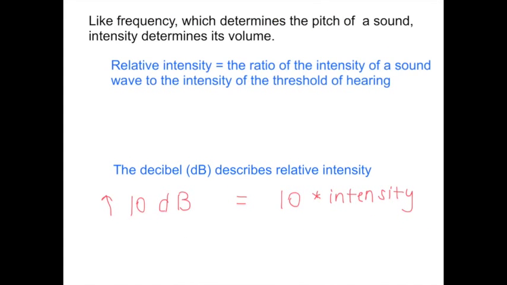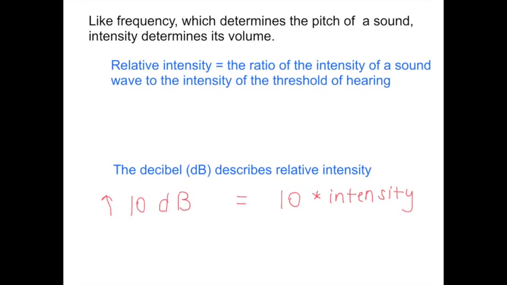We learned from before that frequency determines the pitch of a sound. Intensity is also important in that it determines the volume of a sound. This is known as relative intensity, which is the ratio of the intensity of a sound wave to the intensity of the threshold of hearing, which I went over on the last slide. This is expressed using the decibel, which is the unit for relative intensity.